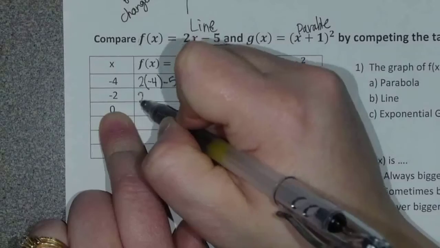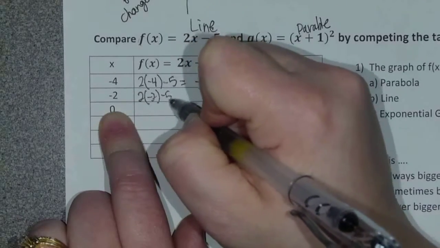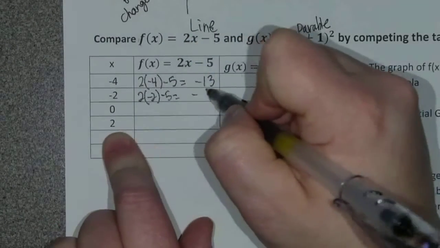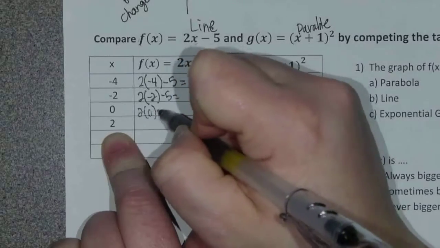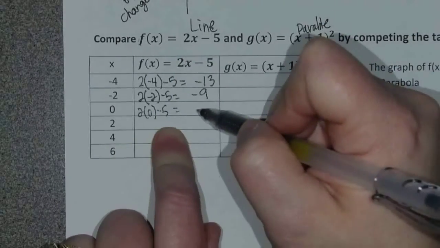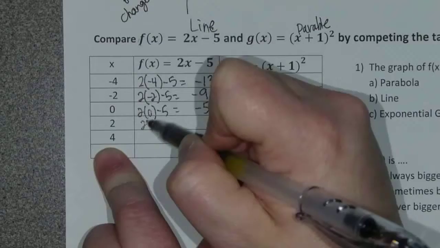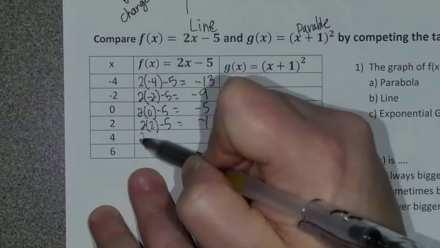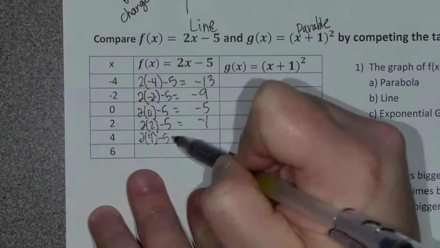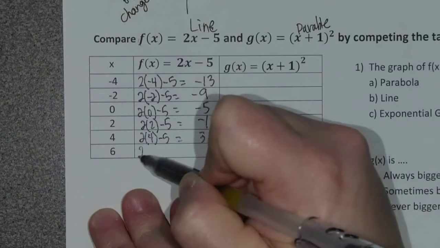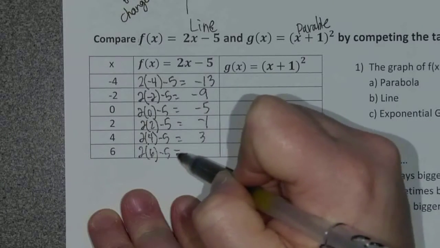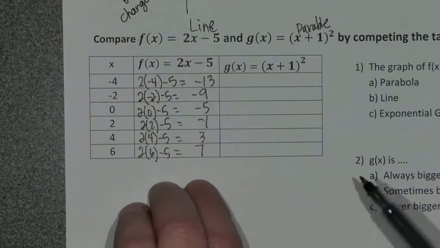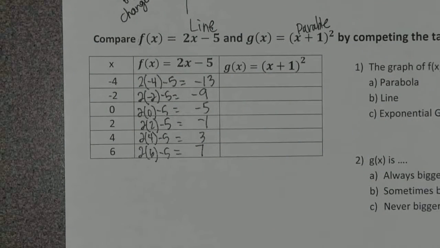-13, good. 2 times -2 minus 5? Perfect. 2 times 0 minus 5? -5. 2 times 2 minus 5? You guys are awesome at this. Thank you. 2 times 4 minus 5. 3. And then 2 times 6 minus 5. 7. Perfect. Okay, that was really fast, but you guys did awesome on that.